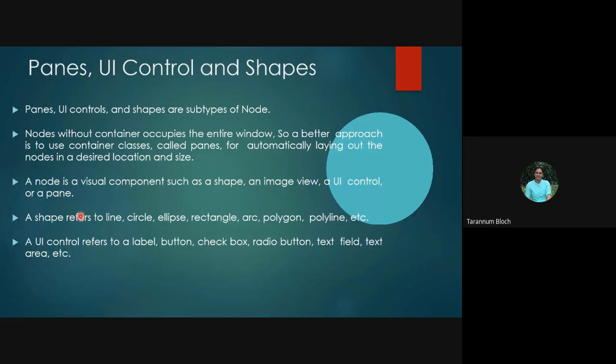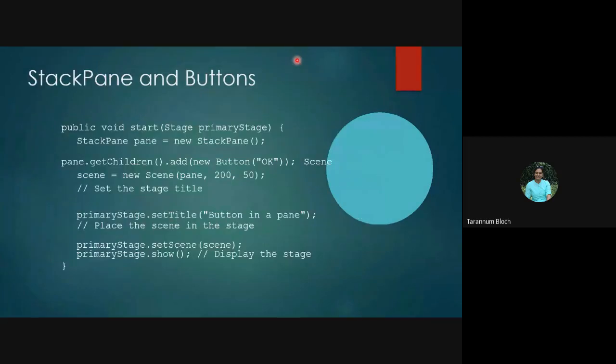So we have panes to decide the layout of the nodes being placed. We have UI control such as labels, buttons, checkbox, radio button, text field, and text area. And we have shapes such as line, color, line, circle, ellipse, rectangle, arc, polygon, and polyline. Fine. So now, if we talk about a pane, let us see an example.